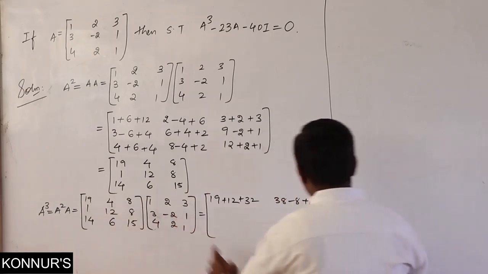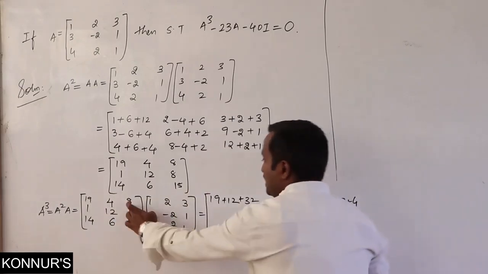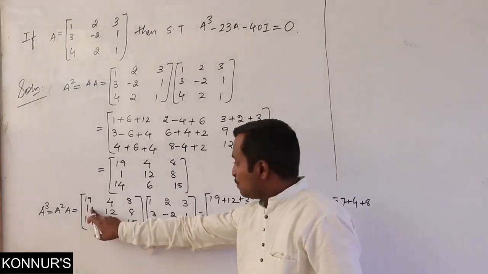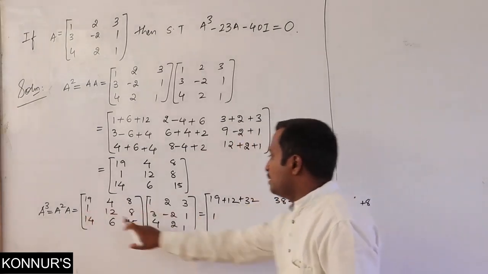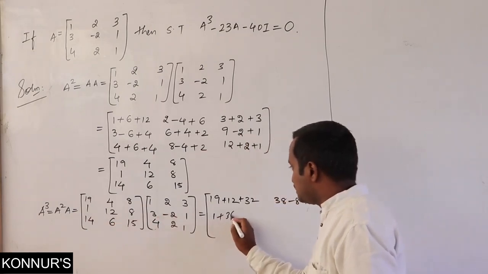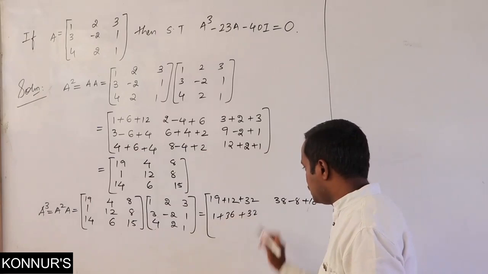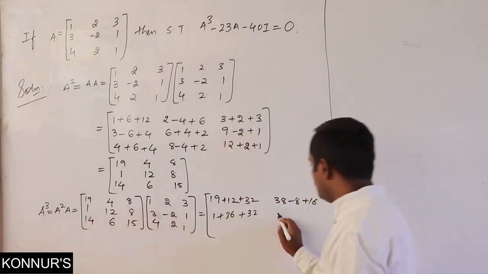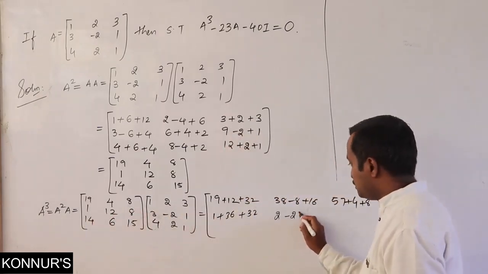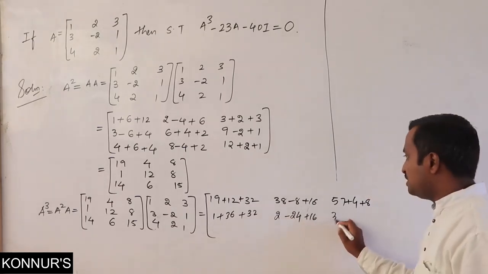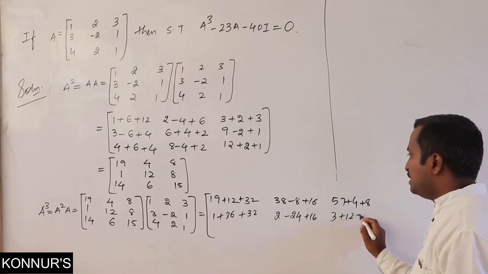Next, 4 into 1, 4. 8 into 1, 8. Next, 1 into 1, 1. 12 into 3, 36. 8 4s are, sorry, 8 4s are 32. 1 into 2, 2. 12 into minus 2, minus 24. 8 2s are 16. Next, 1 into 3, 3. 12 into 1, 12. 8 2s are 16.